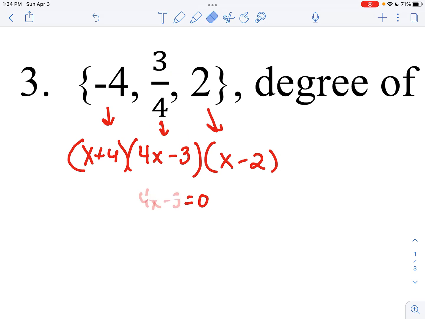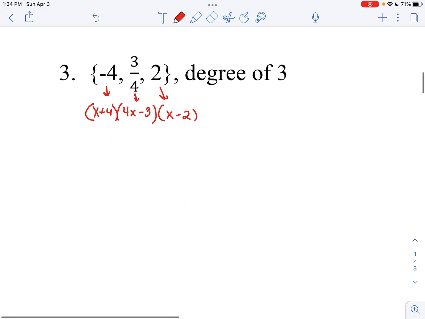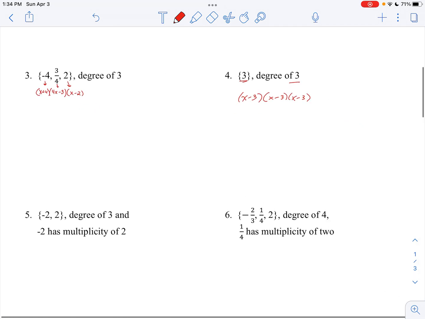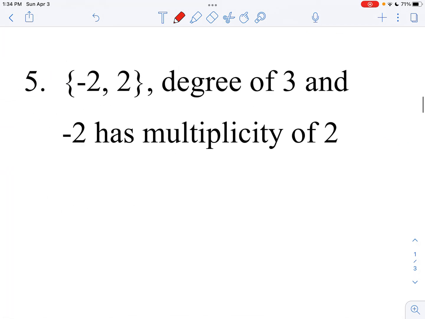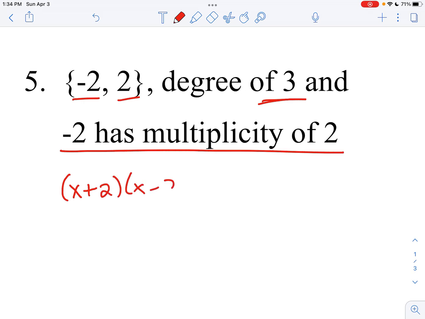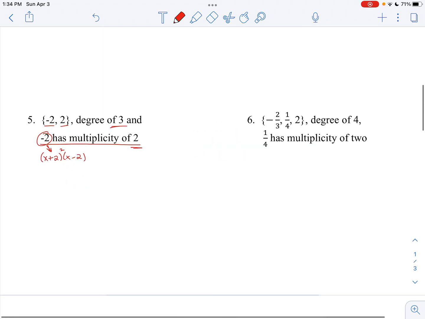So just be careful with fractions. And I would write it out as 4x minus 3, for example. And then distribute those however you see fit. When you're given multiplicities, here they only gave me 2 zeros, but it should be degree 3. And that's because negative 2 has a double multiplicity. So we have factors x plus 2 and x minus 2. But because negative 2, which is actually this factor, has a multiplicity of 2, we will square that one. And then just make sure you square x plus 2 squared first, then distribute the x minus 2.